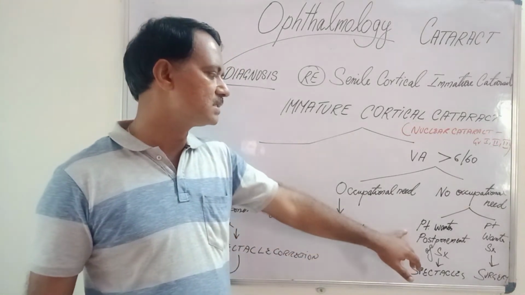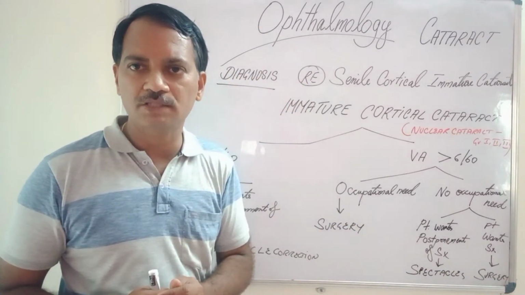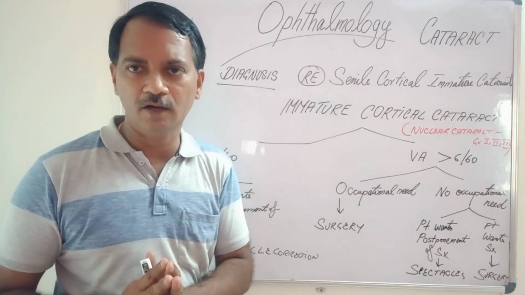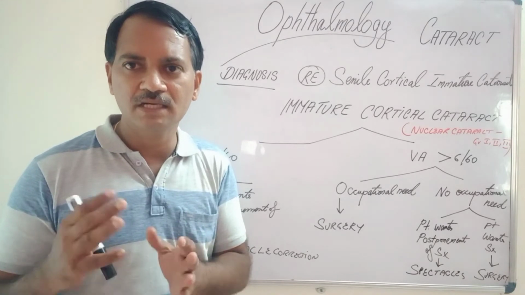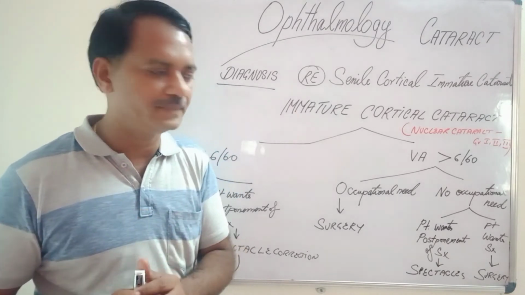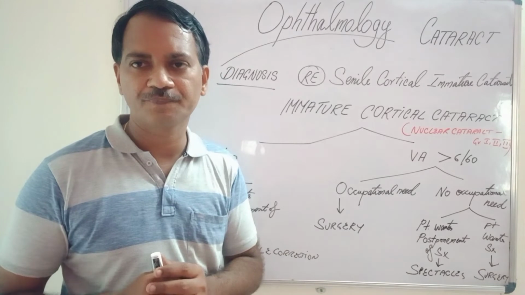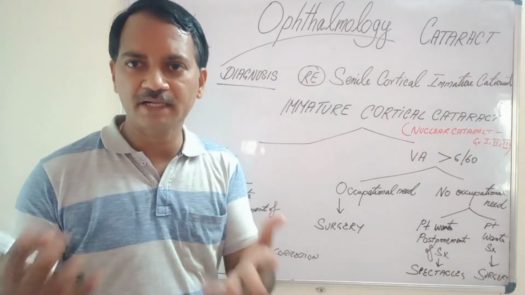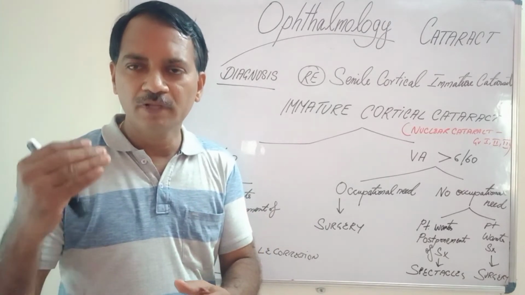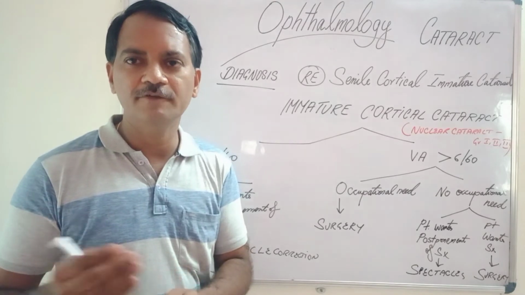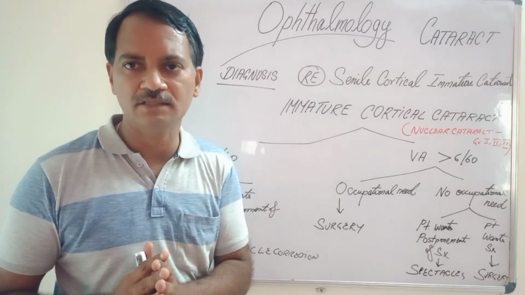If the patient wants surgery, then we can go in for surgery. Patient can decide what he wants. If the patient does not want surgery now, or the patient is having some physical illness for which the surgery has to be postponed for certain time, then patient can be subjected for spectacle corrections. If the visual acuity improves with spectacles, then the patient can continue with spectacles for some time. During that time, you can review the patient, and if the visual acuity falls below 6/60, you can always advise the patient to undergo cataract surgery.